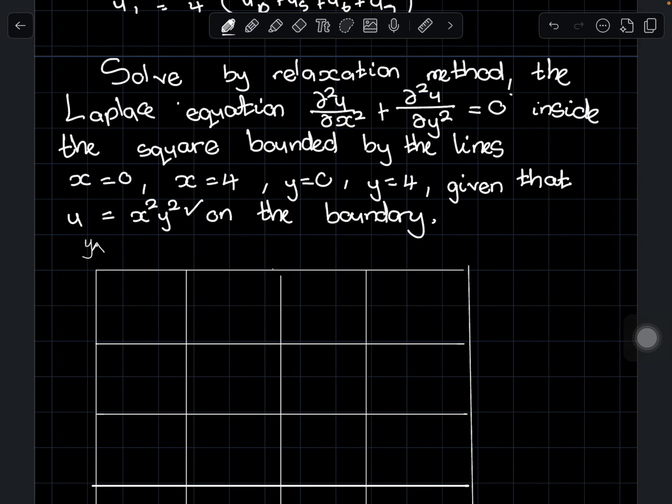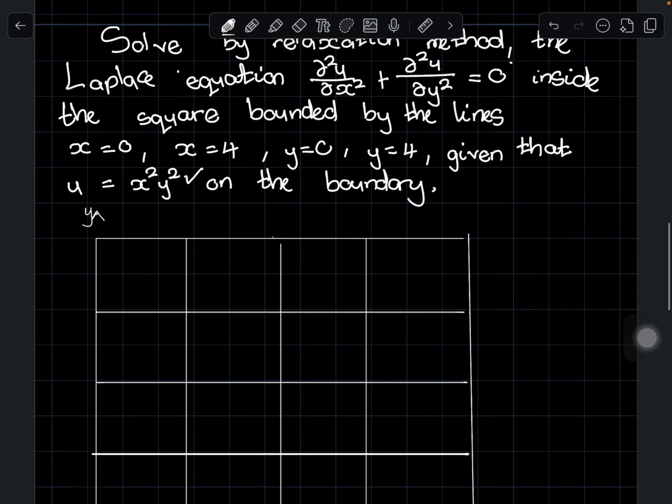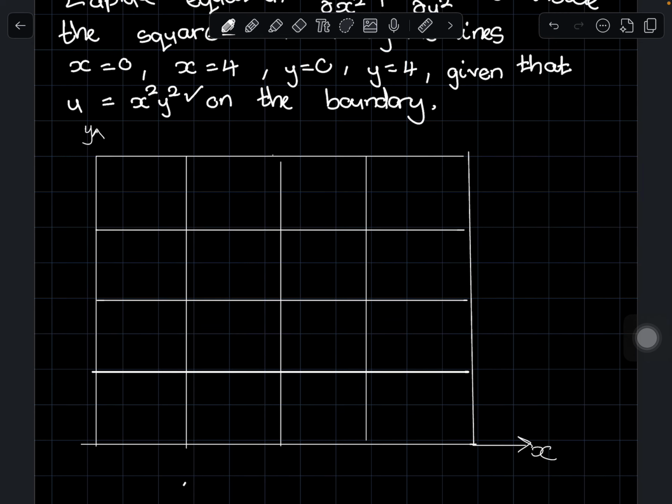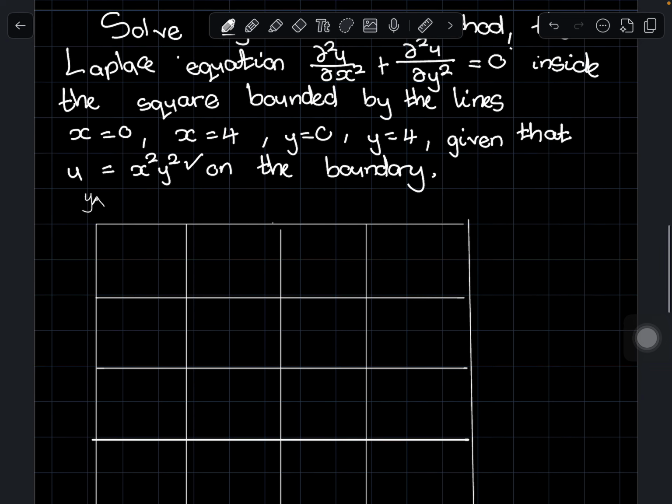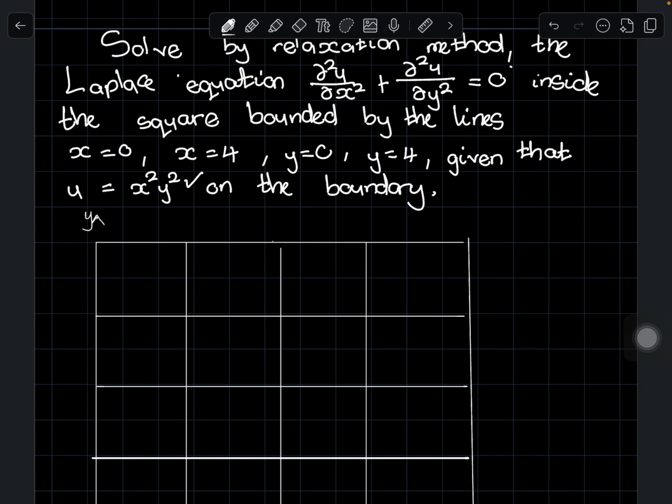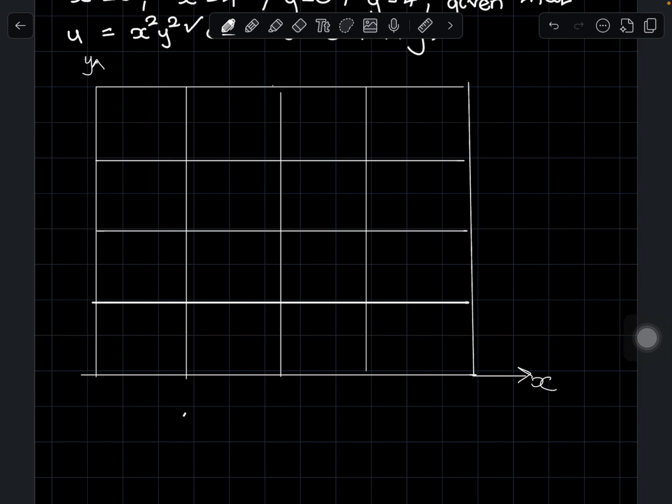Okay, right, let's solve this equation. This question says you're supposed to use the Euler search method to solve this Laplace equation. We're given a square bounded by the lines x equals 1, 2, 3, 4, and y equals 1, 2, 3, 4. I've already drawn my square, so let me label the axes below and here: 0, 1, 2, 3, 4.